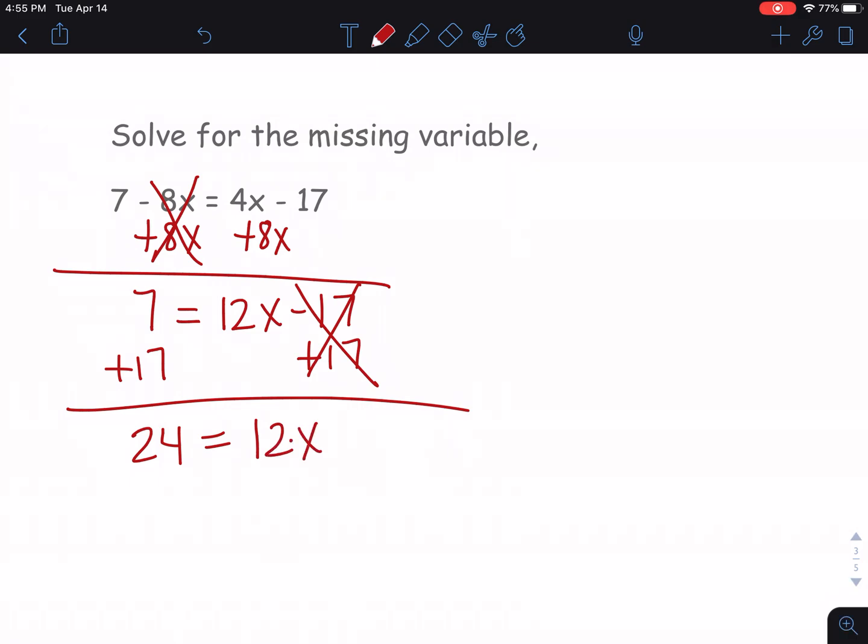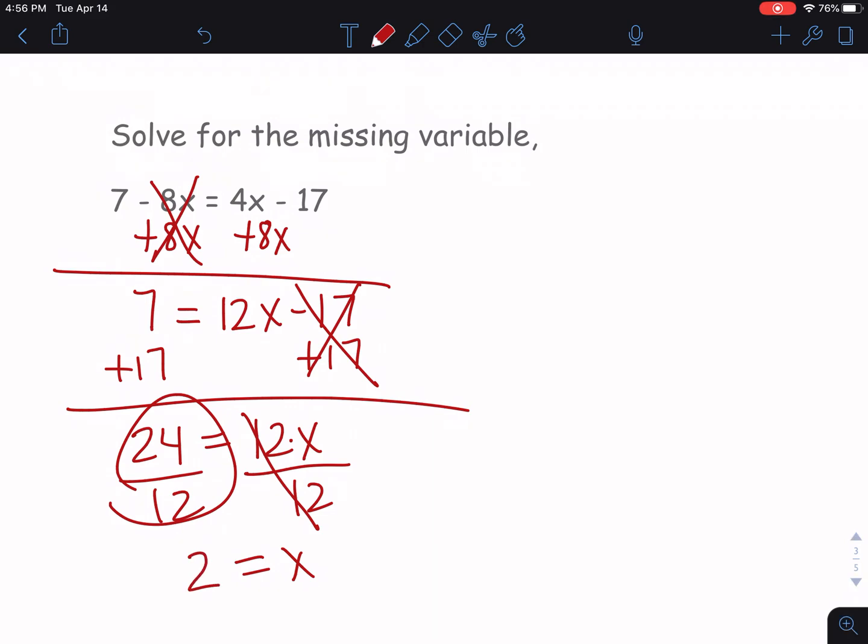Then I need to undo my multiplication. Instead of multiplying by 12, I'm going to divide both sides by 12. Once again, 12 divided by 12 turns into 1. 1 times x is just x. And this right here is actually saying 24 divided by 12. 24 divided by 12 is exactly 2.